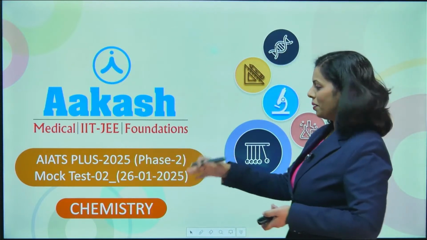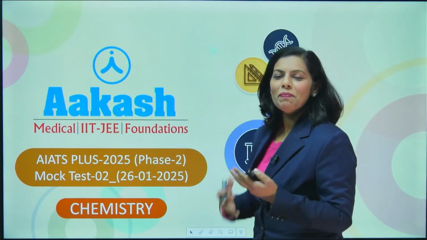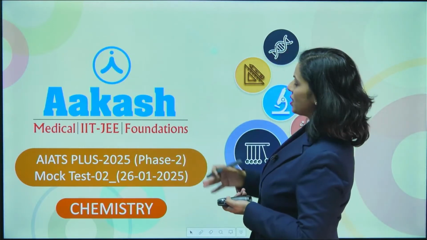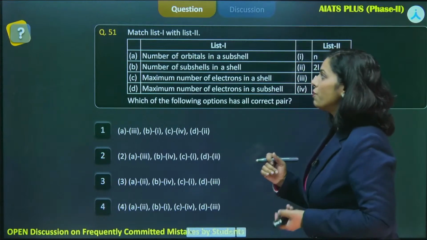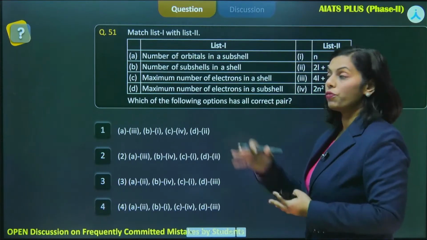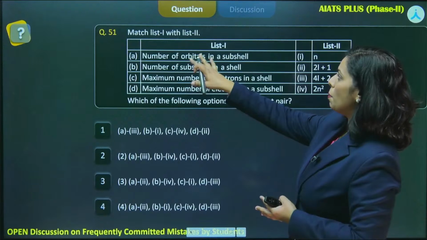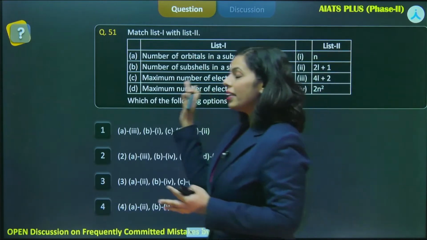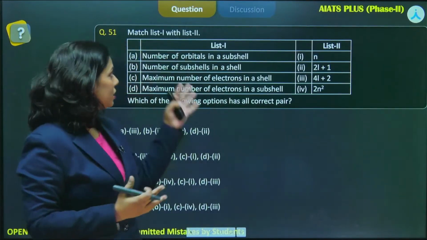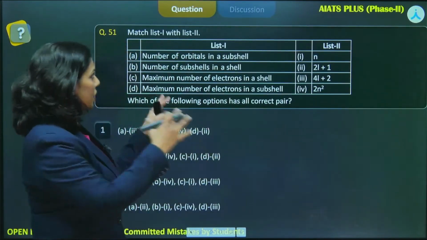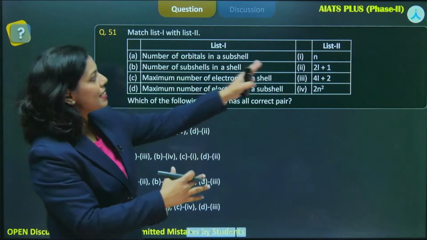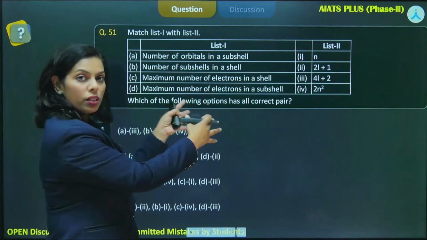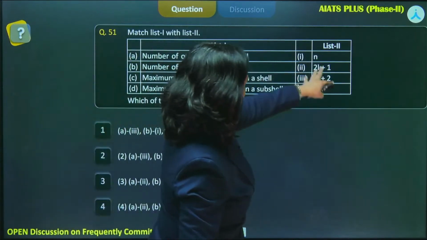Chemistry has lots of mystery, and you have solved several questions in the paper as well. So those questions I've taken here. Have a look at the first question, question number 51 in my part. Match list 1 with list 2. This is a matrix match type of question. The pattern is pretty clear: you have two lists. In the first list, some characteristics are mentioned, and in list 2, some numbers are given.